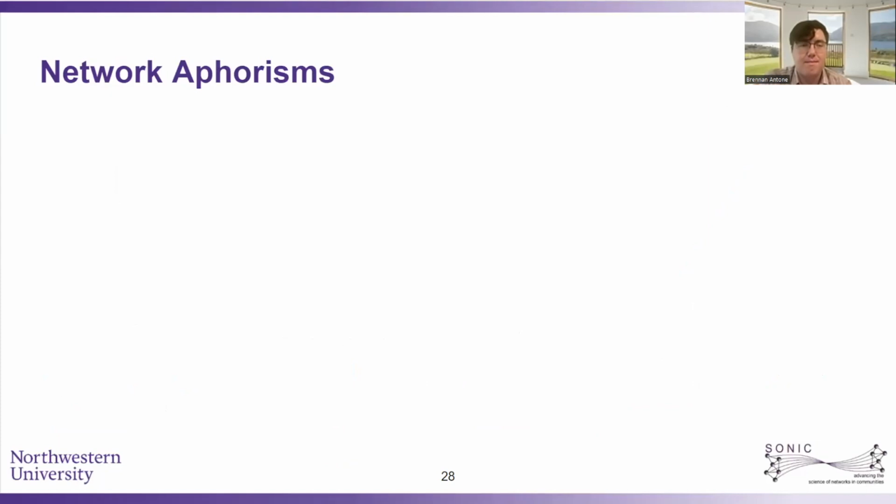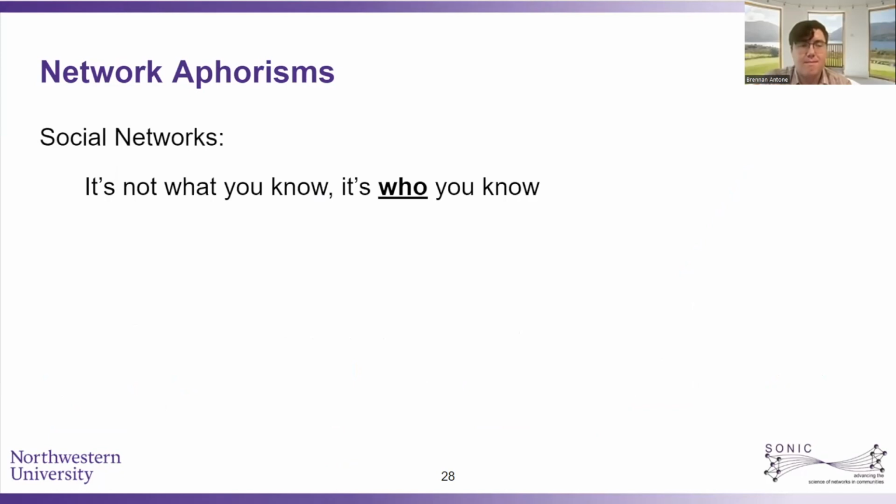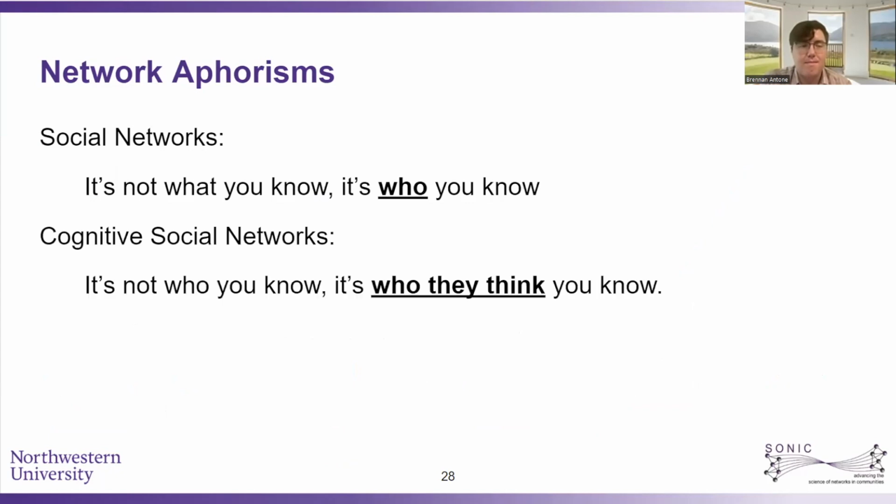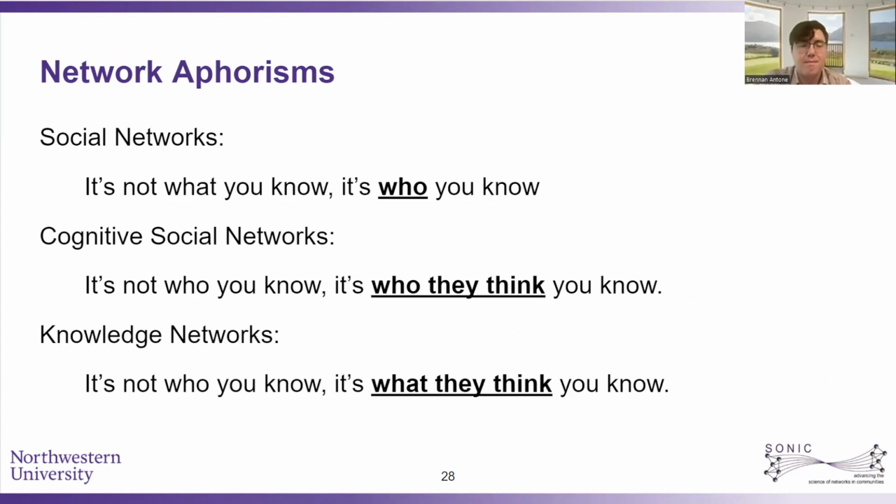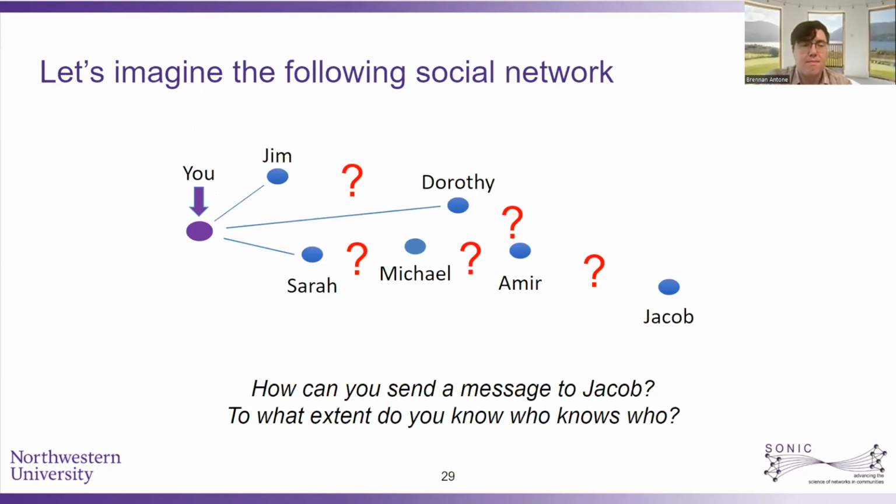That basically introduces the idea of network aphorisms: networks are not about what you know, they're about who you know. Cognitive social networks are not about who you know, but who they think you know. And if you keep expanding, the knowledge network is not who you know, it's what they think you know. That introduces these imaginary social networks where you have three connections, Jim, Dorothy, and Sarah. The question now is, how can you message Jacob using one of your direct contacts?